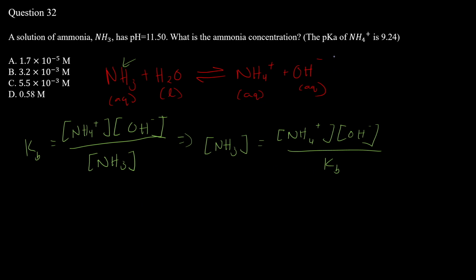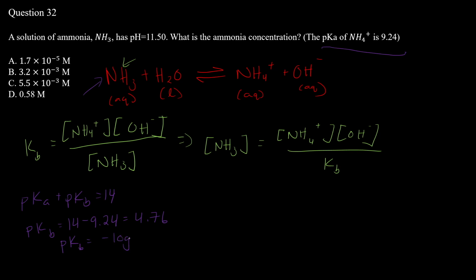So one of the values that we're given is the pKa of the ammonium ion. And the relationship between the pKa and the pKb is that pKa plus pKb is equal to 14. So if we're told that the pKa of NH4+ is 9.24, then the pKb of your ammonia is going to be 14 minus 9.24, which comes out to 4.76.